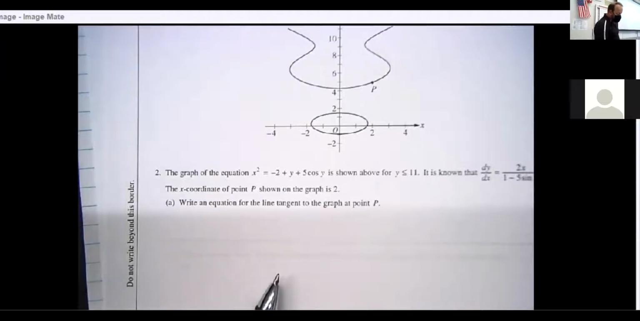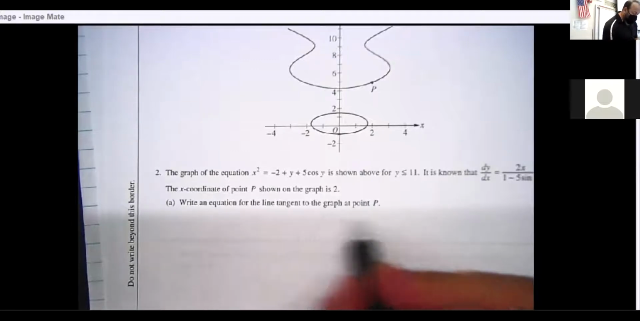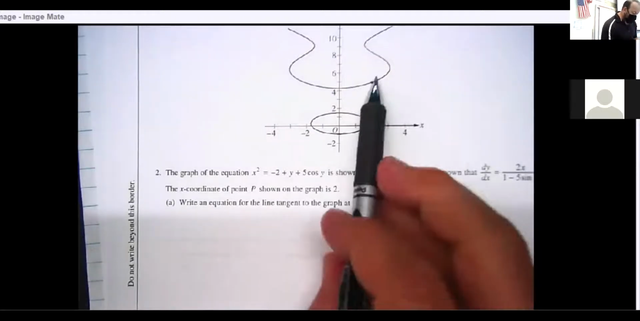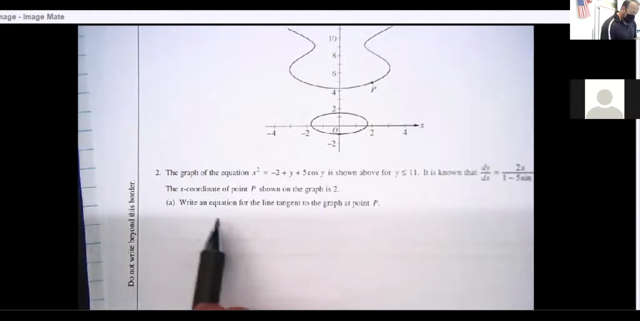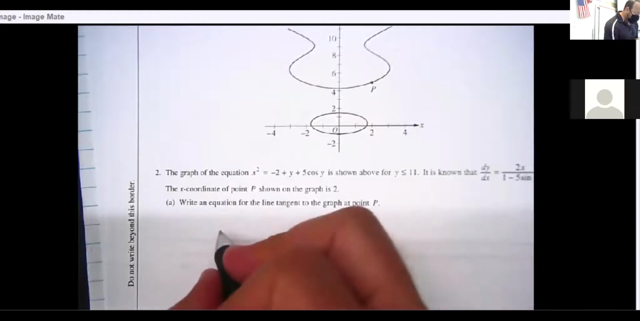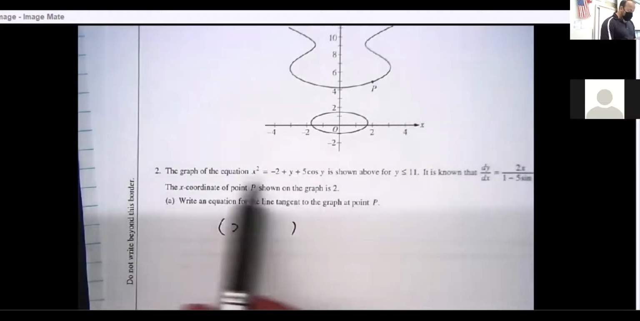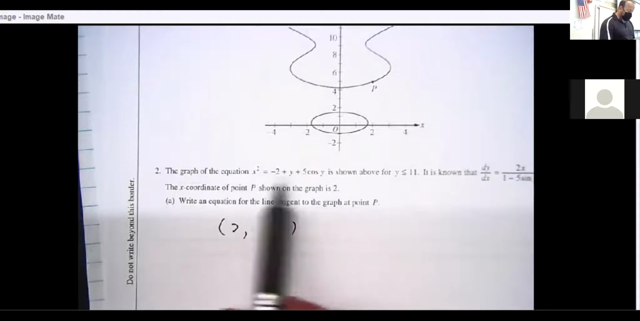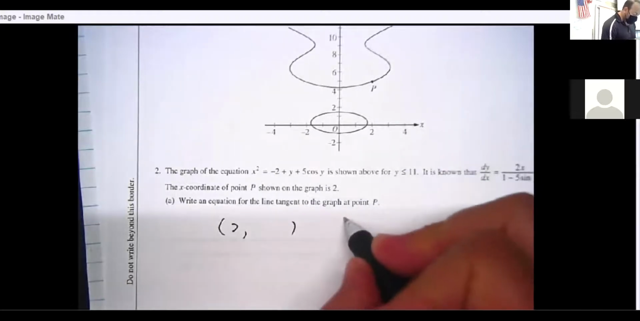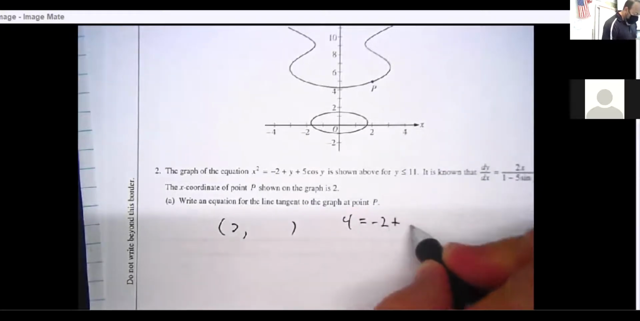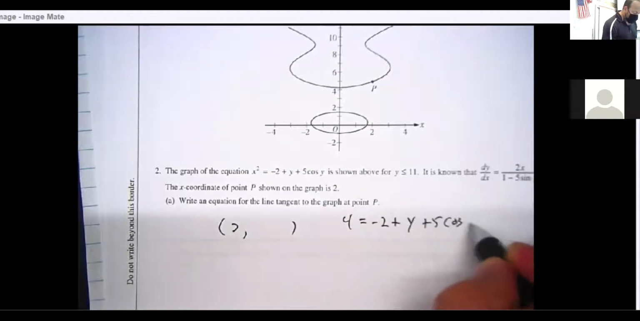So we've got dy/dx now, but keep in mind also that this is calculator active, right? So when we look at this thing, and I want to know the tangent at point P, where point P, the x coordinate is 2. So I need to figure out what the y coordinate is. So the first thing I need to do is I need to look up here and say if x is 2, then what I have is 4 equals -2 plus y plus 5 cosine y.